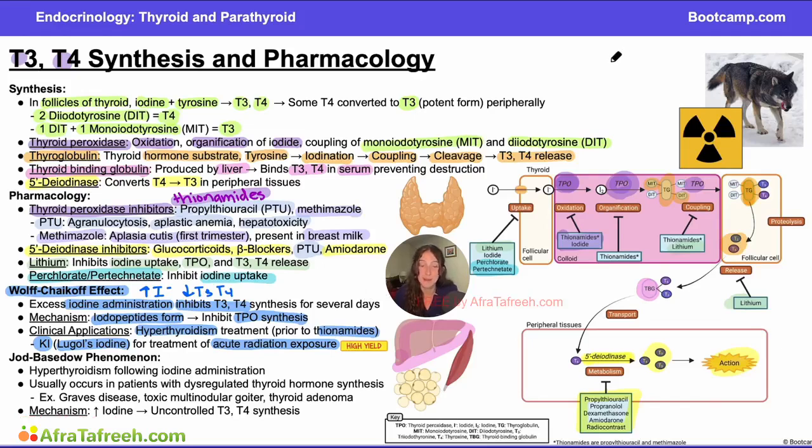And since we're talking about the Wolff-Chaikoff effect, this brings me to the wolf on your slide, and you might be asking yourself, why is this wolf on my slide? And it's not just because wolves are sick or they're my favorite animal, but it's more because I hope this wolf helps you remember the Wolff-Chaikoff effect.